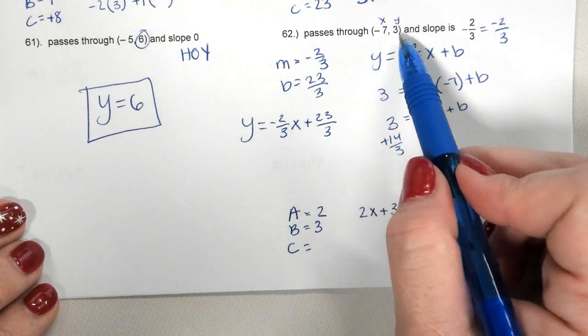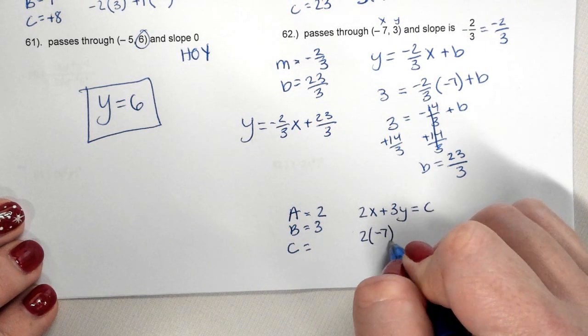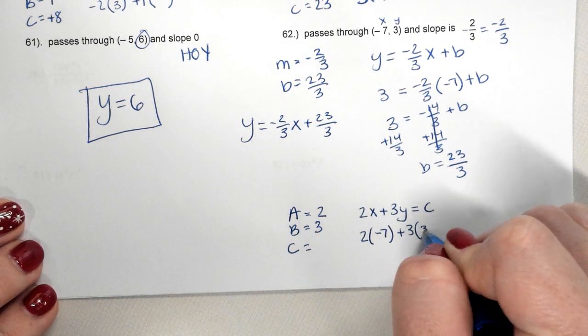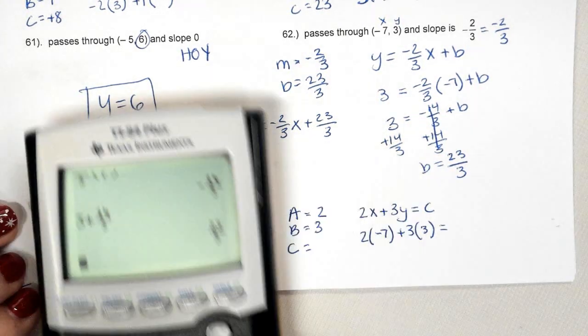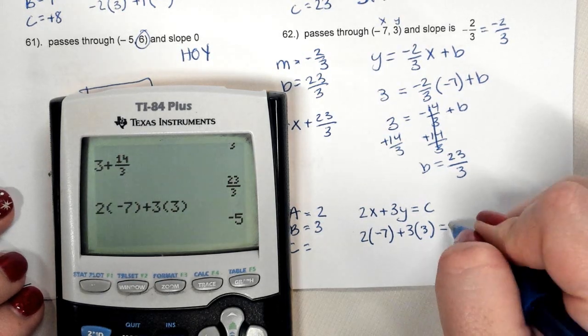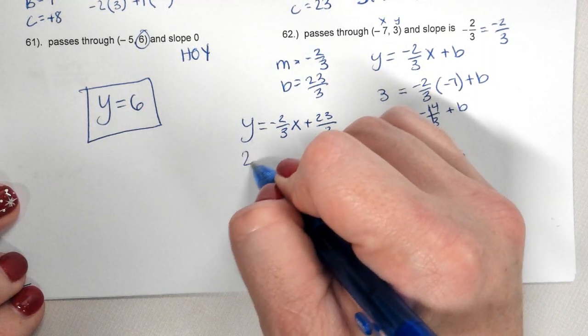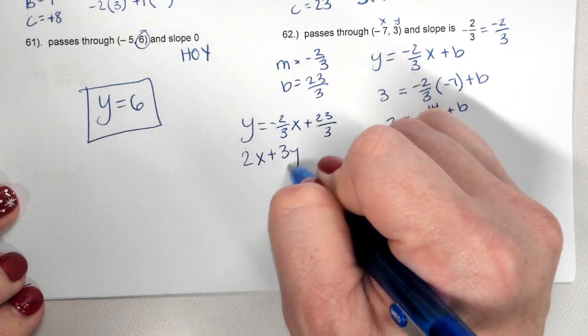However, I do know a point that I can plug in. 2 times x is negative 7, plus 3 times y is 3, and whatever that equals is my c value. And I get negative 5. So when I write that, I get 2x plus 3y equals negative 5.